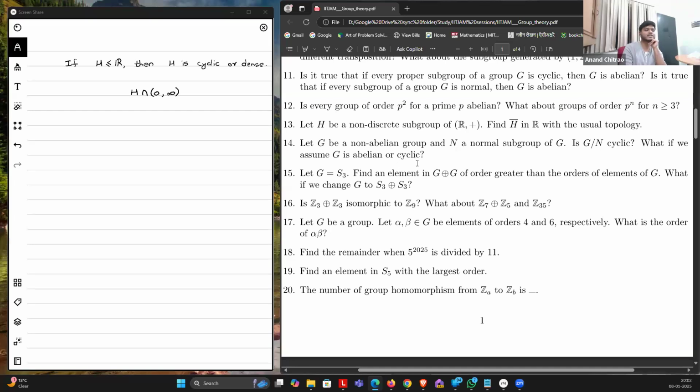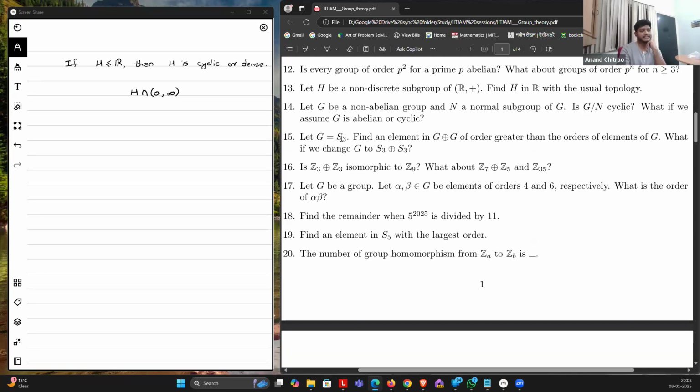What do we know about cyclic groups? Subgroups and quotients of cyclic groups are cyclic. So that's what we have to use. That's why G mod N is cyclic. Any generator of G works as a generator for G mod N.